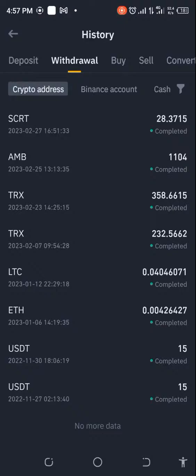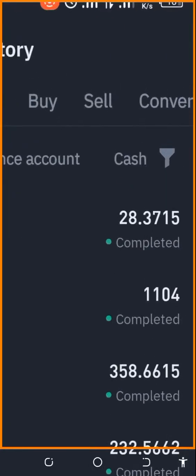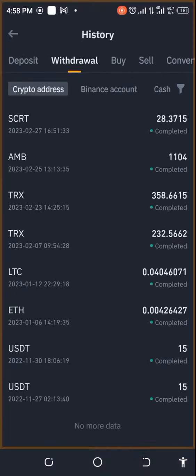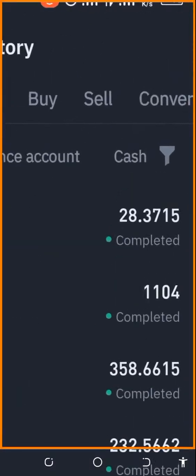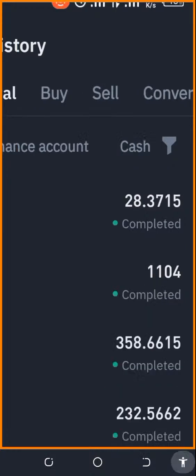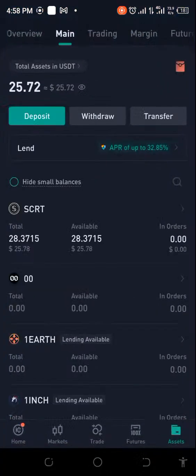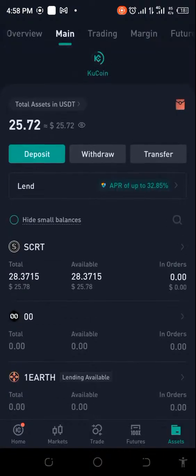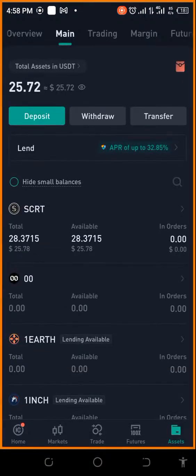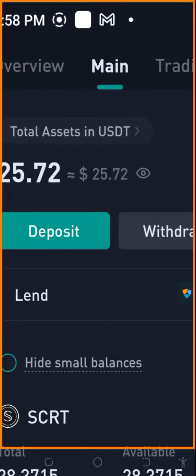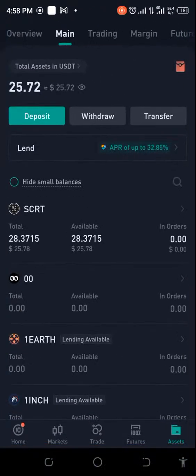Okay, so right now it has finally left Binance. So that's the amount that actually we should be receiving is 28.37. Okay, so let's go and check KuCoin and hope that it won't take such a long time. Oh, it's here already. It's here already. So what do we have here? We've got it here. So let's go ahead and start the work.